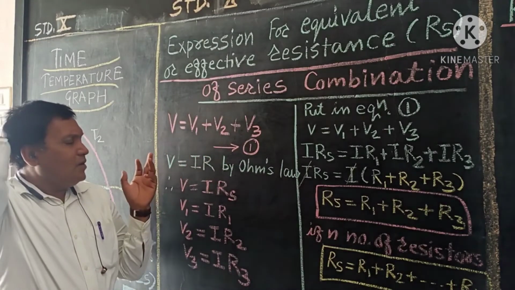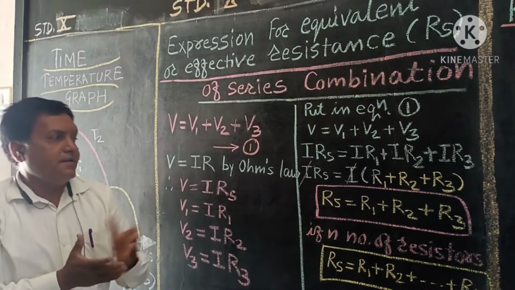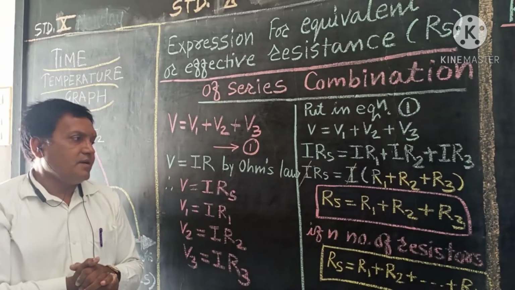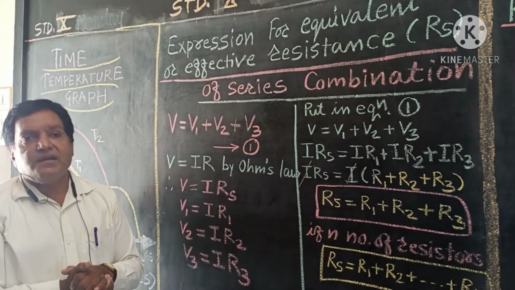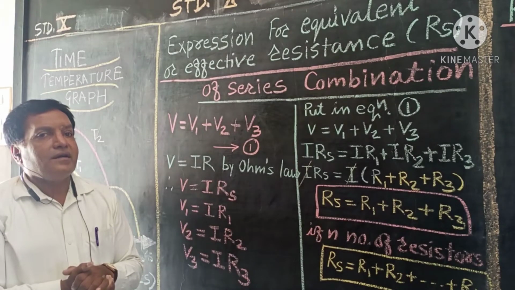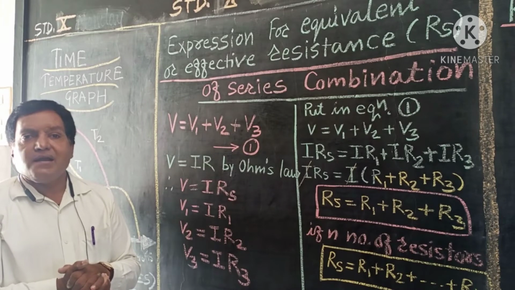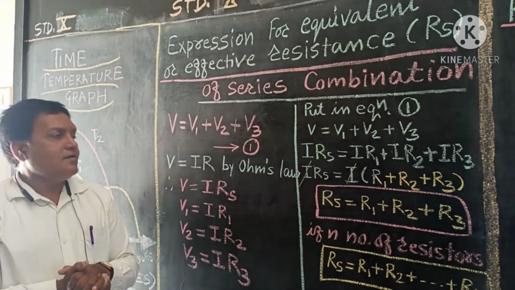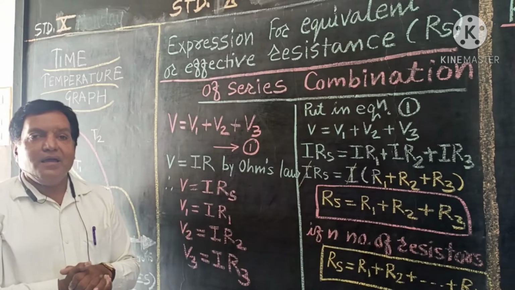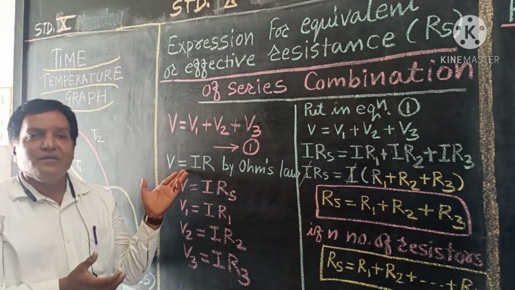Then, we know Ohm's law. We studied Ohm's law yesterday. Ohm's law represents the relationship between voltage V and current I. Voltage is directly proportional to current, and finally we got the expression V is equal to IR. So by Ohm's law, V is equal to IR.